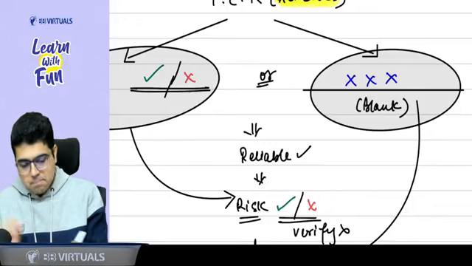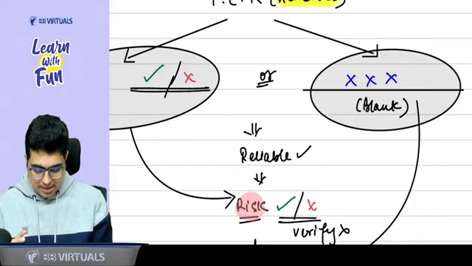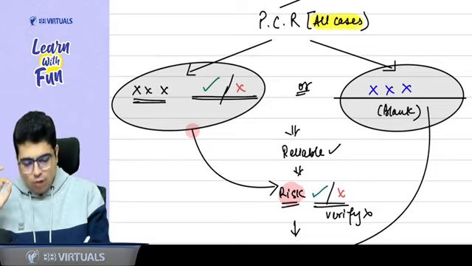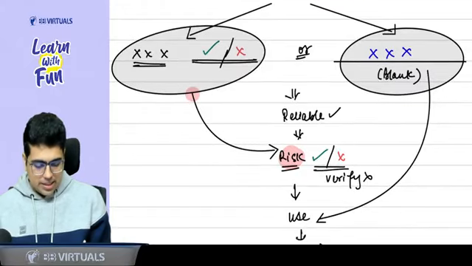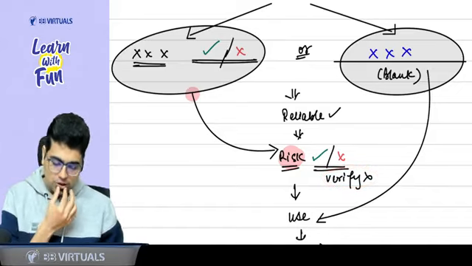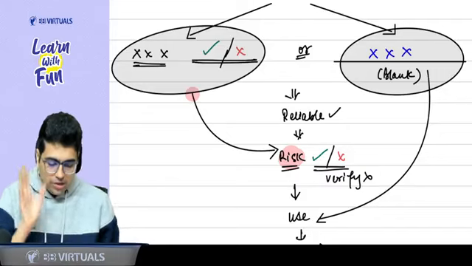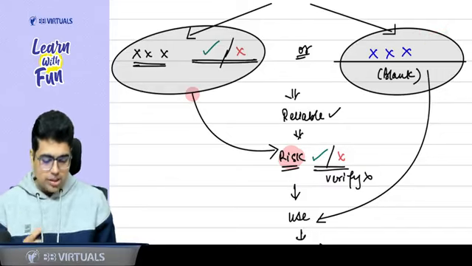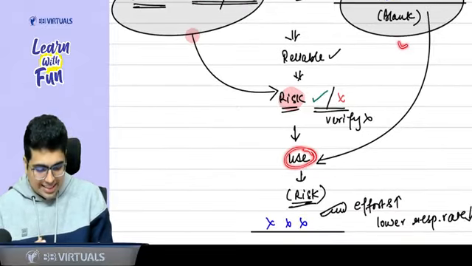But sir, being reliable, there is a risk. Risk with which option? This option. What is the risk? That the other party can say that the information is right or wrong without verifying the information. So what should we use? We should use this option. This option should be used by the auditor. So the auditor should use the second option.